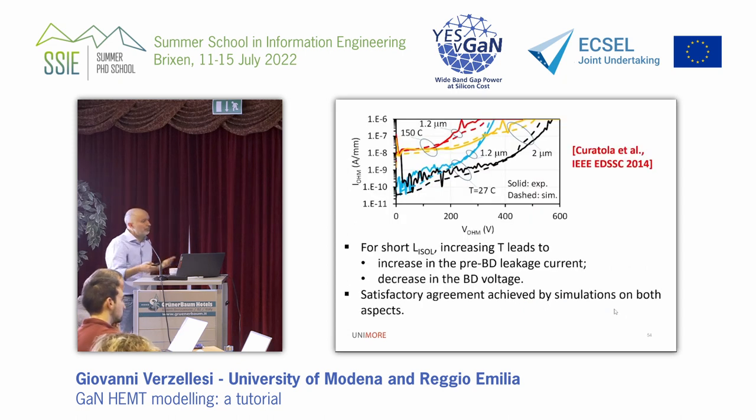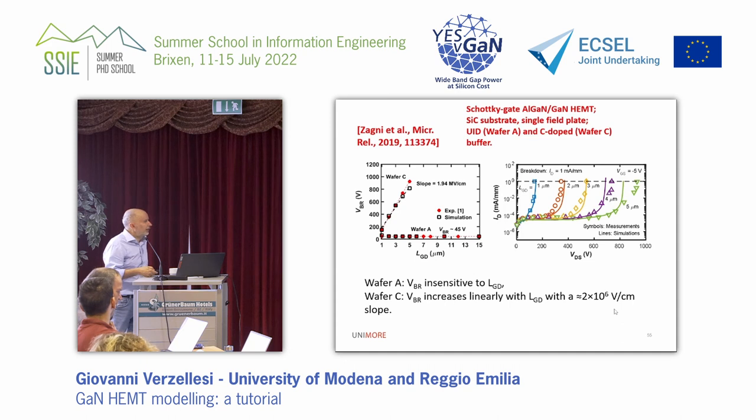And we are also able to reproduce, in good fashion, the temperature dependence of the punch-through current. And this is the second case study about breakdown. These are devices from the Ferdinand Braun Institute. They are kind of strange devices: Schottky gate HEMTs with silicon carbide substrate.